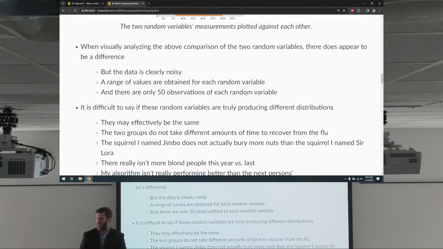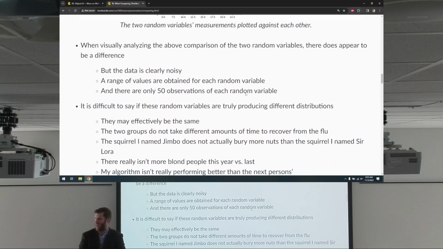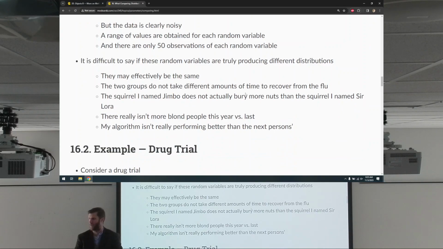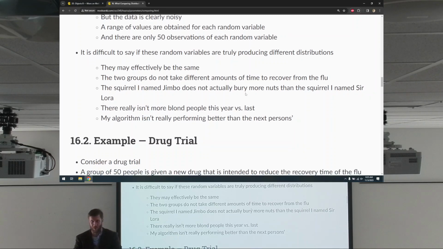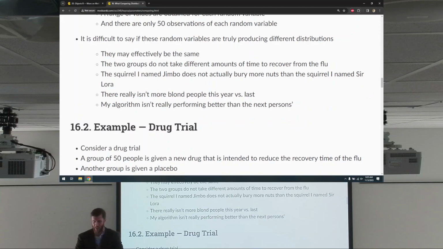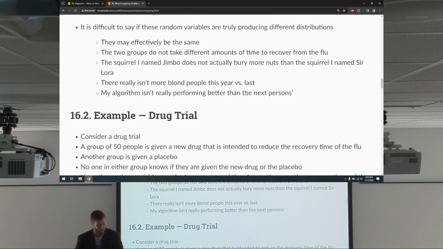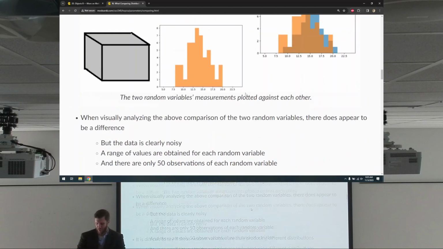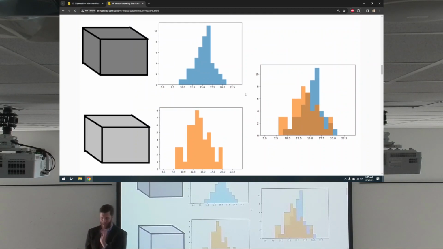The two groups do not take different amounts of time to recover from the flu. For example, the squirrel I named Jimbo does not bury more nuts than the squirrel I named Sir Laura. And there really aren't more blonde people this year versus last year walking past the building between 10 and 11 a.m. So this is the question we're asking: how many nuts did squirrel A bury versus squirrel B? Are they really different, or is it basically the same?